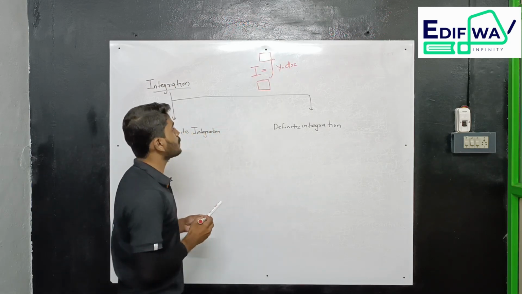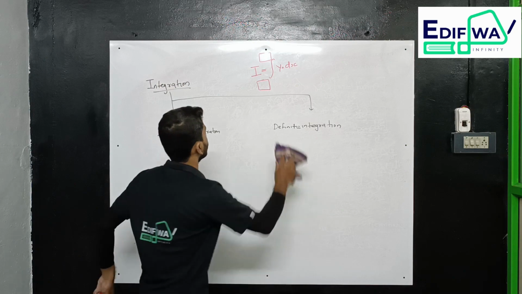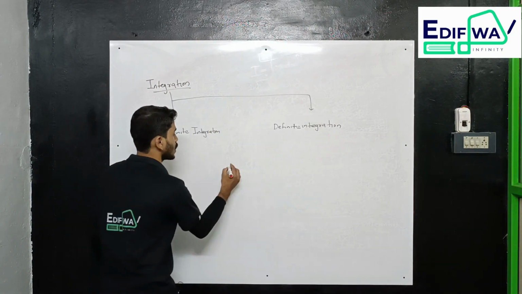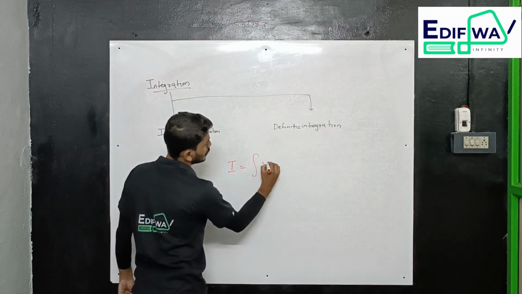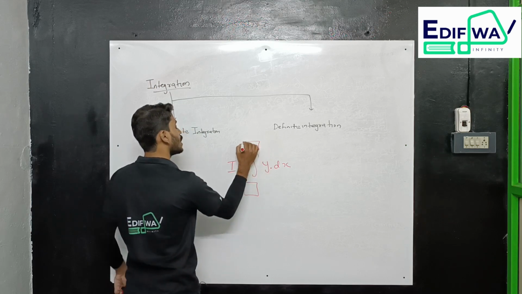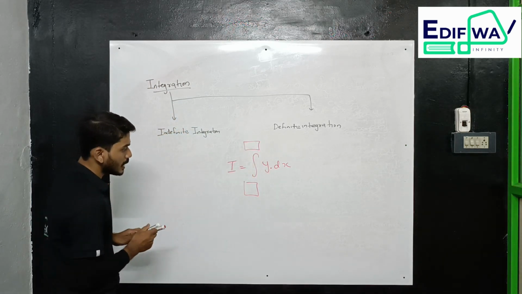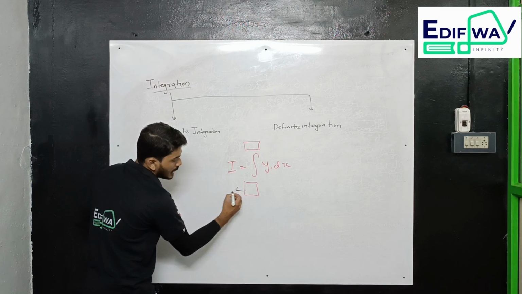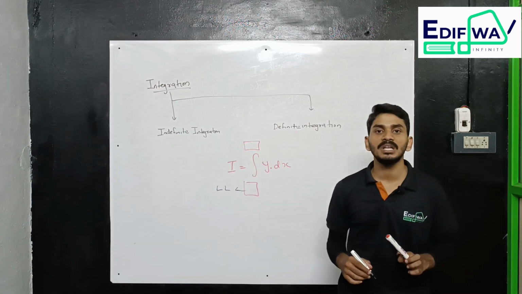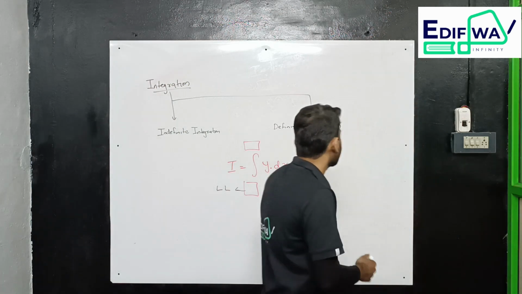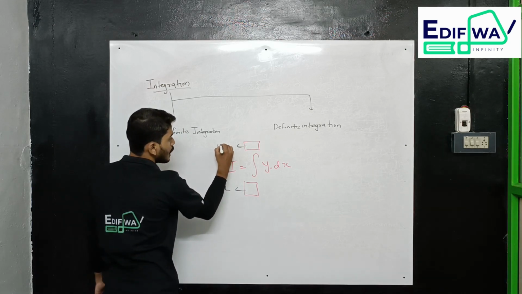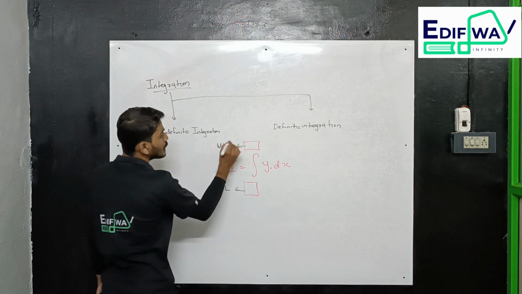Okay, let's consider two spaces there. I'll write that here. I is equal to integral y dx. The first space at the start is called LL, which stands for lower limit, and the space at the end is called UL, that is, upper limit.